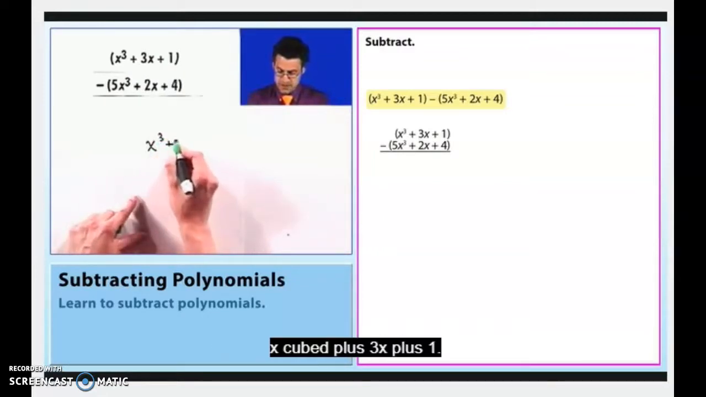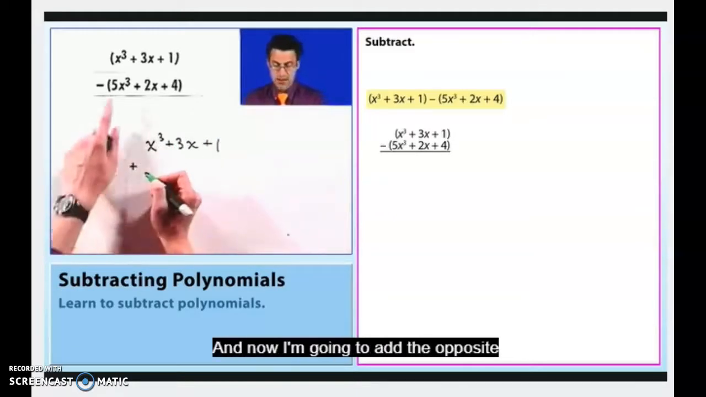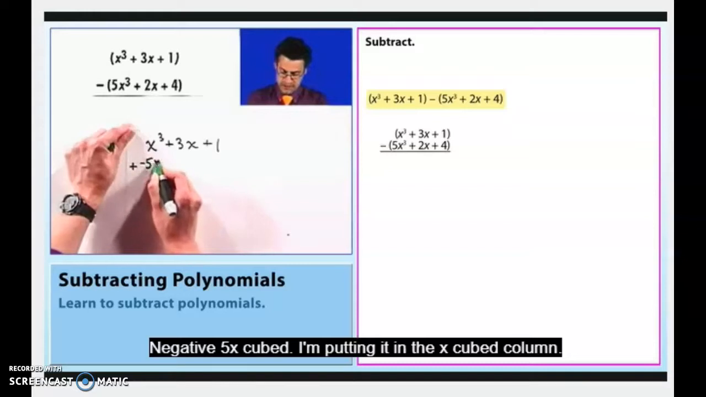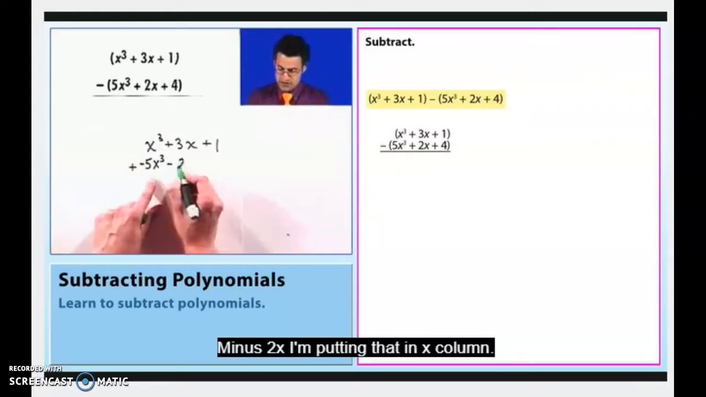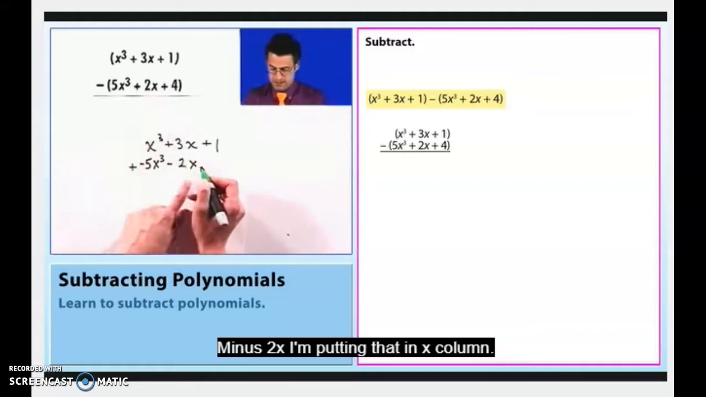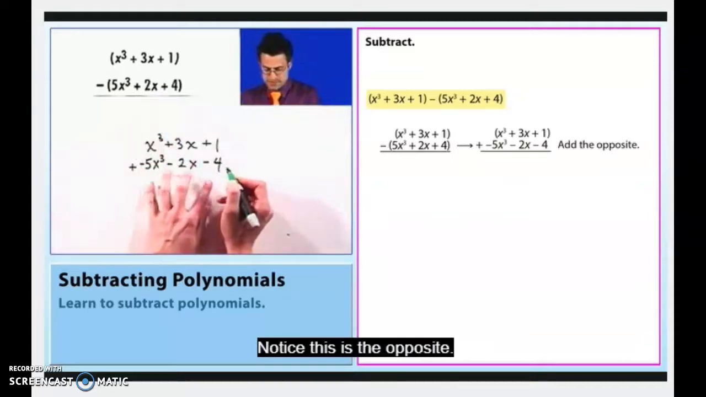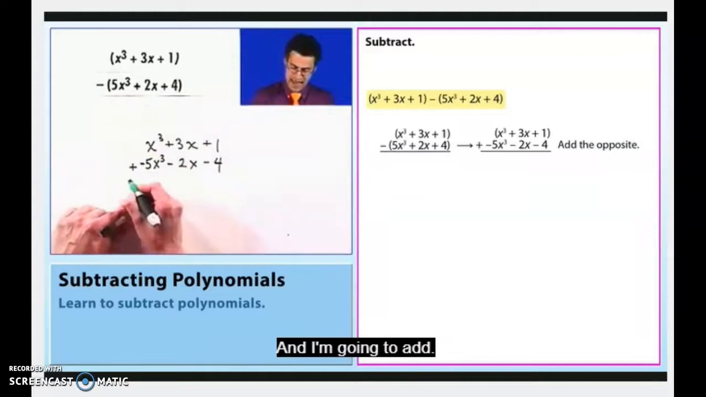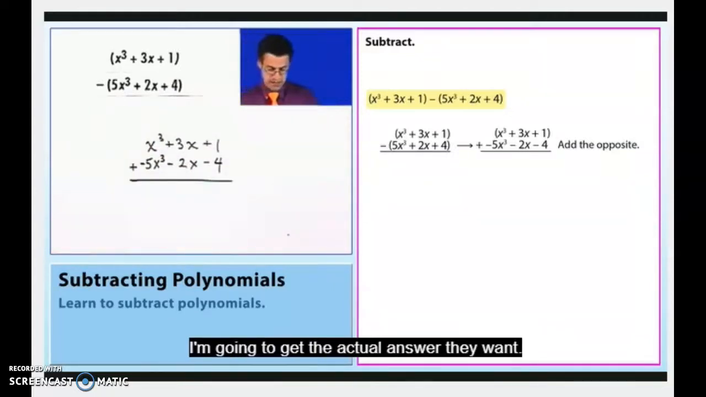x cubed plus 3x plus 1, and now I'm going to add the opposite, so I change the signs. Negative 5x cubed, I'm putting it in the x cubed column, minus 2x, I'm putting that in the x column, and the constant minus 4. Notice this is the opposite of this expression inside the parentheses. And now I'm going to add. Now when I add, I'm going to get the actual answers I want.